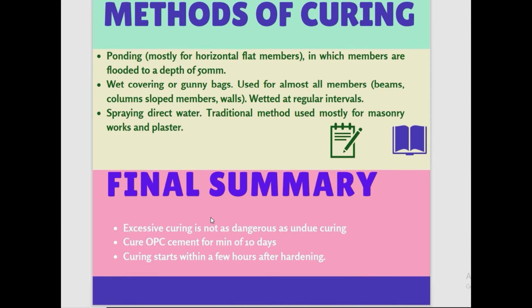Okay. So the second point is cure OPC cement for a minimum of 10 days. I believe 7 to 14 to 20 to 25 days. For slabs, usually it's 20 days. So from 7 to 20 days, let's say that. So cure OPC for a minimum of 10 days. And then the last point is curing starts within a few hours after hardening. So once the concrete is hardened and you can walk on it without any physical damage, the curing period starts, and it extends for up to 14 to 20 days.